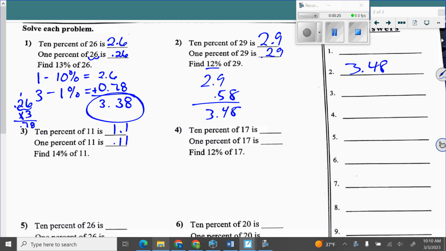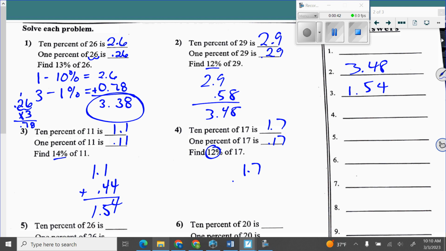10%, 1 1/10, move it twice. I need 4 of them. So that's going to be 1 1/10 plus 4400ths. Gives us 1 5400ths. 1 7/10, 1700ths. I need 12%. So I need 1 7/10 plus 2 of the 10s is 34. Gives us 2 400ths.